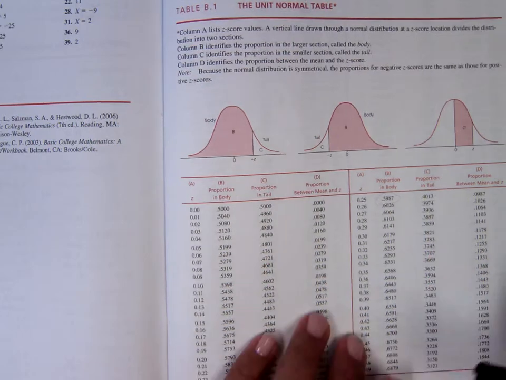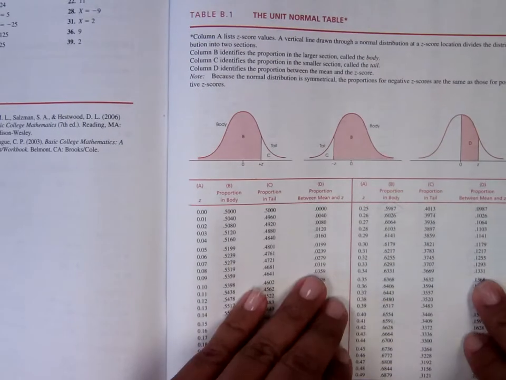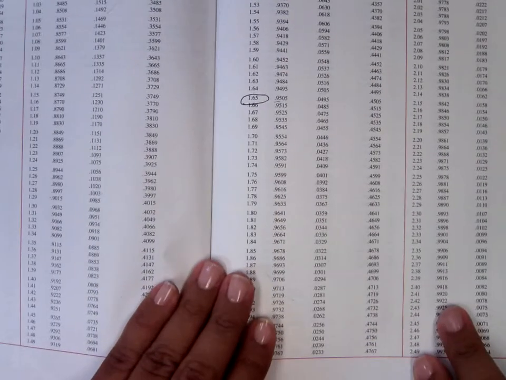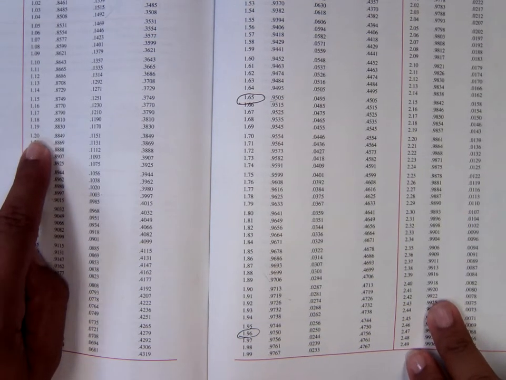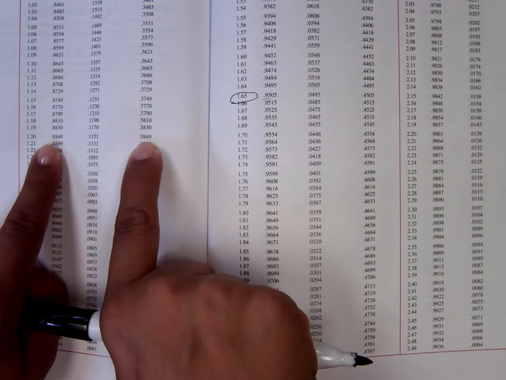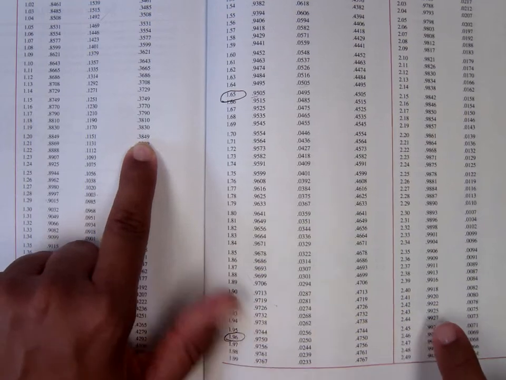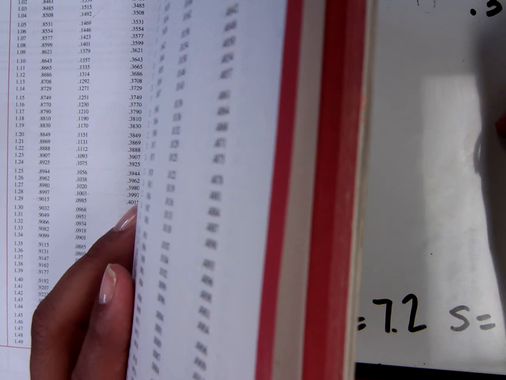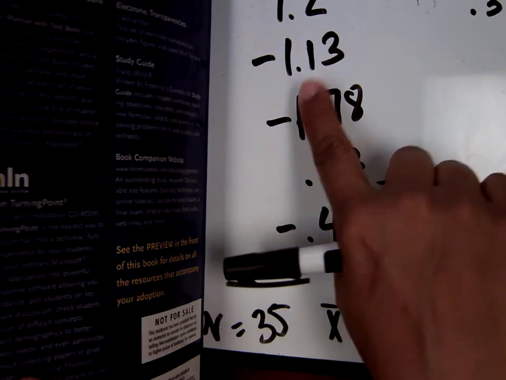Right, so the first one I have is 1.2. You come into your z-table, and all I want to know is what's the probability of selecting somebody with a 1.2. It tells me it's going to be 0.3849.